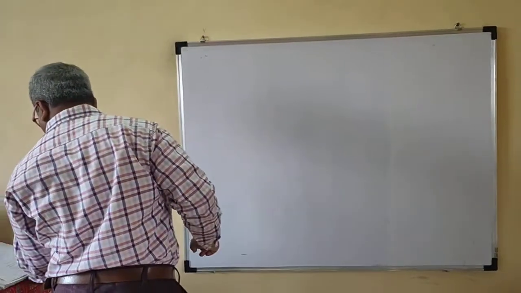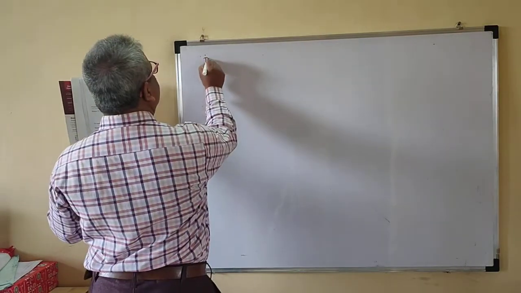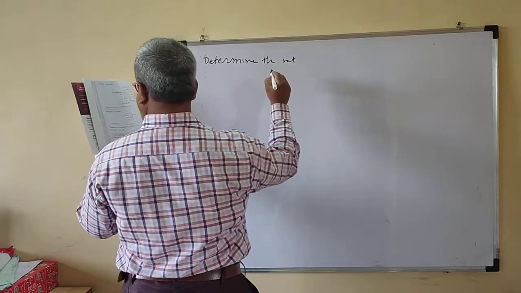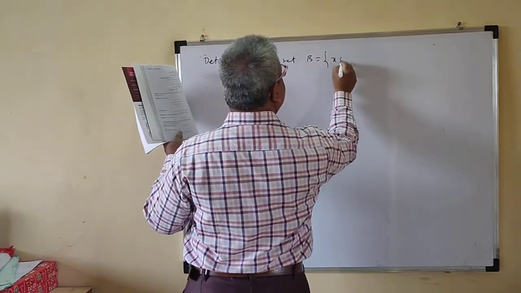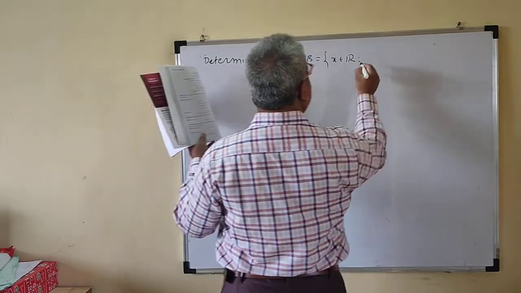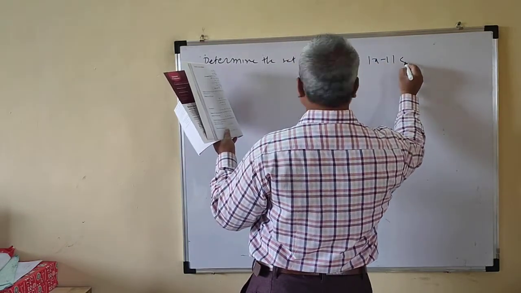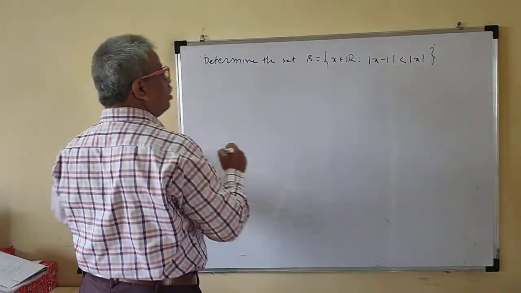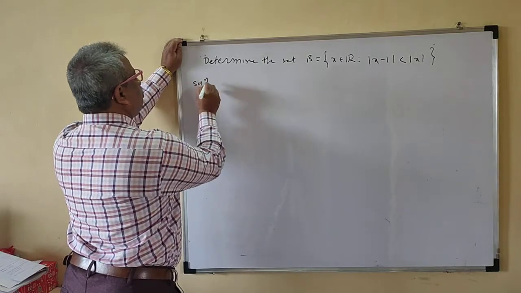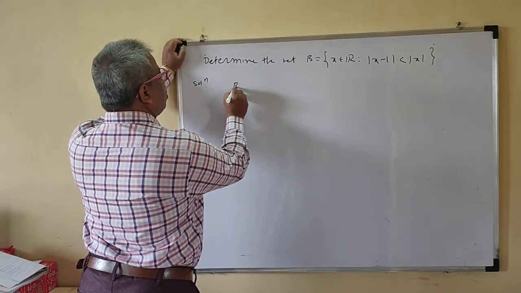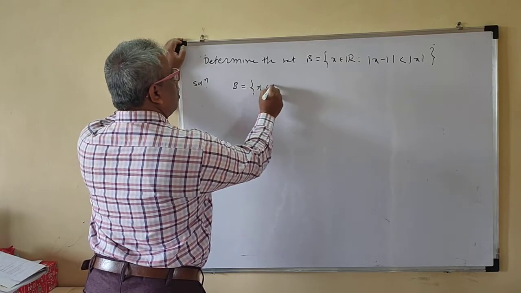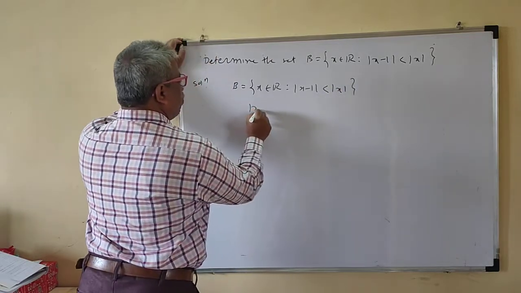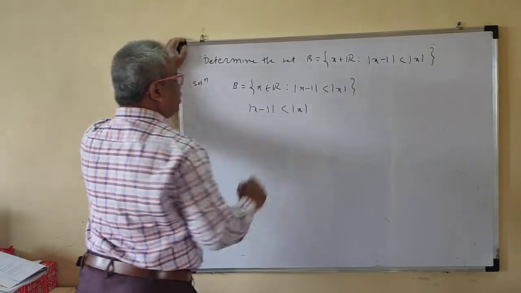Now we take one more problem. Determine the set B equal to x belonging to R such that mod of x minus 1 is less than mod x. So solution: B is equal to x belongs to R such that mod of x minus 1 is less than mod x.